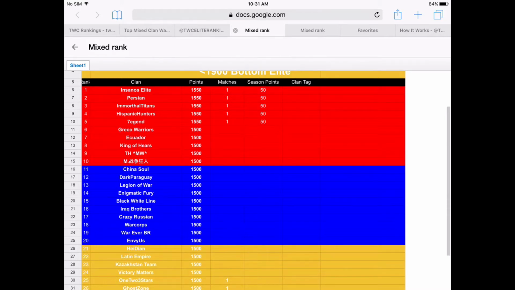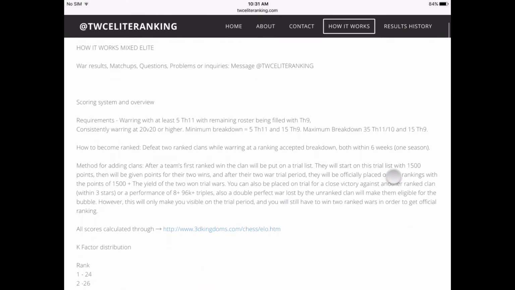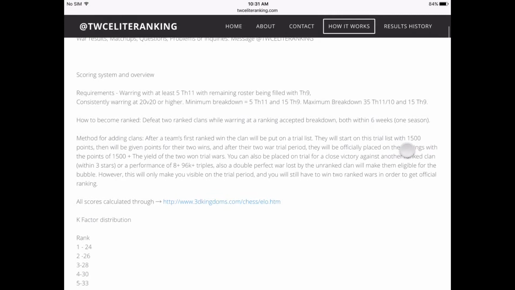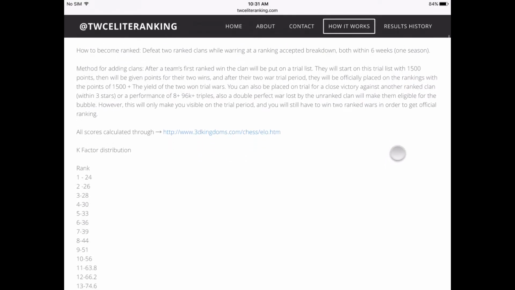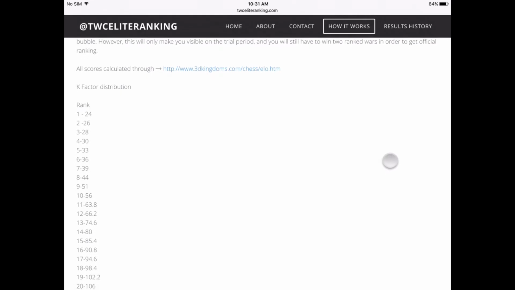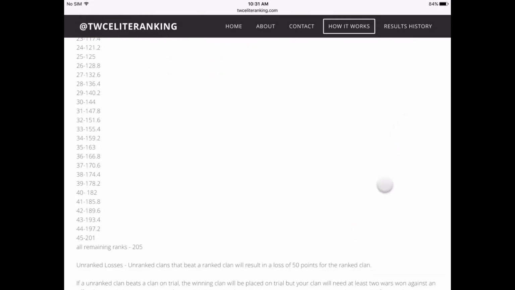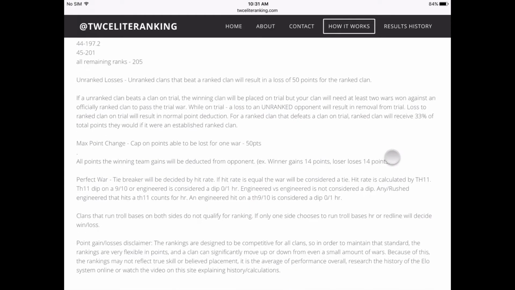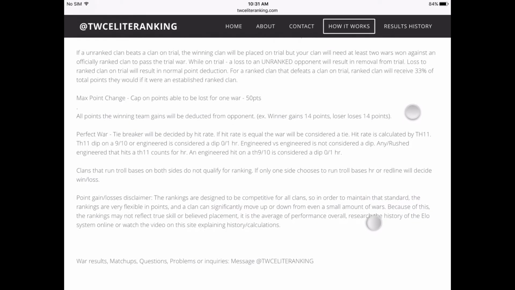Right now, all of the clans with 1500 points, when they verse each other, it will be considered an unranked match, which is plus or minus 50 points. We'll go over a little bit more on that later. You can see how it works on the website. All the rules are on there. It's pretty simple, and this video will help explain exactly how simple it is for everyone to follow.